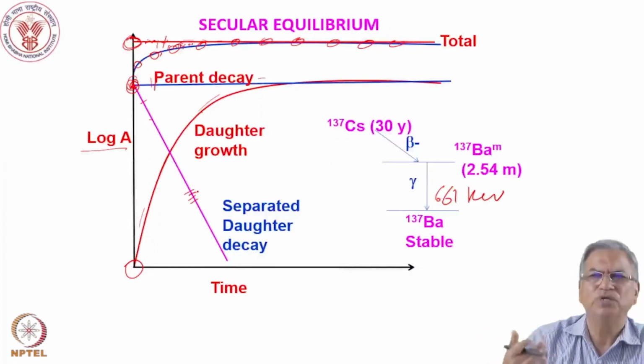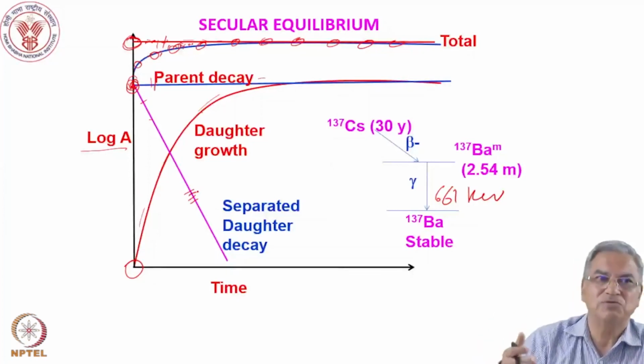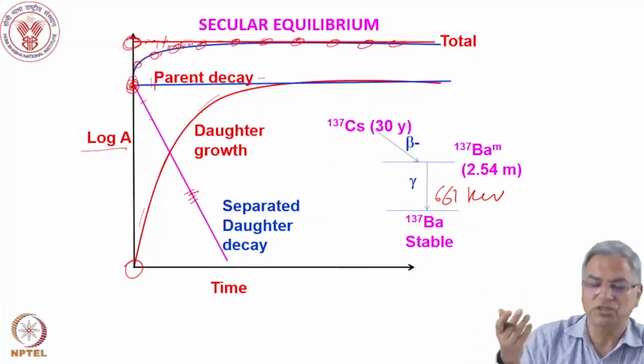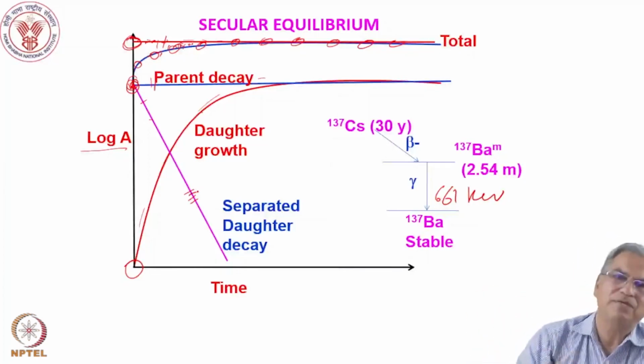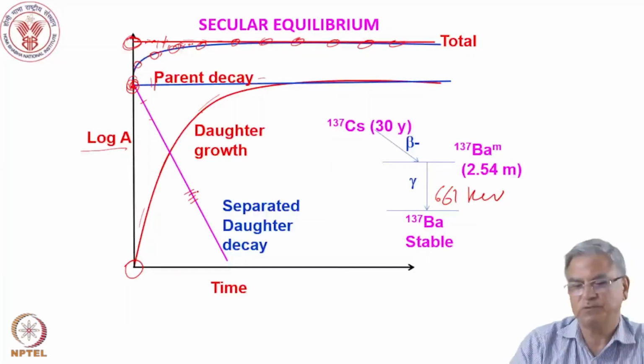So you can do this experiment multiple times from a column containing the cesium-137, and for years together you can use the same column. So this is an experiment in the laboratory for radiochemical separations.